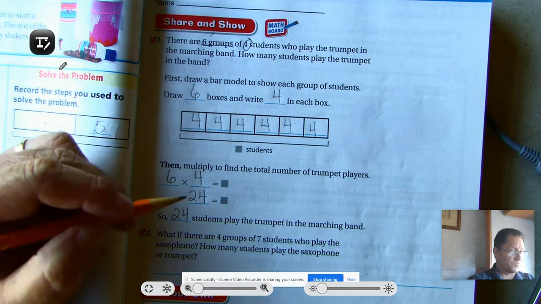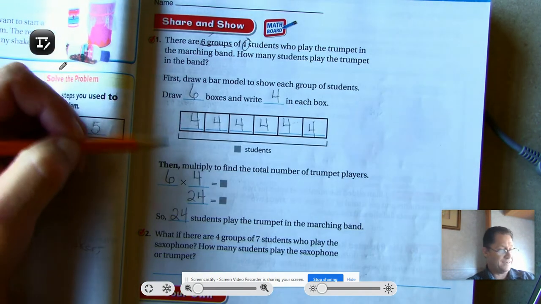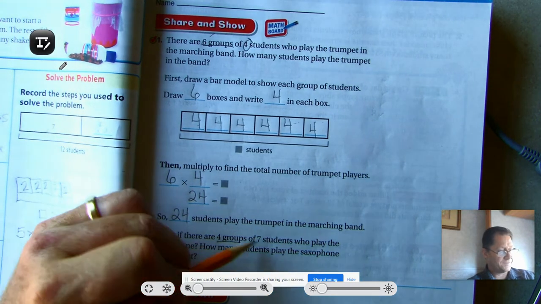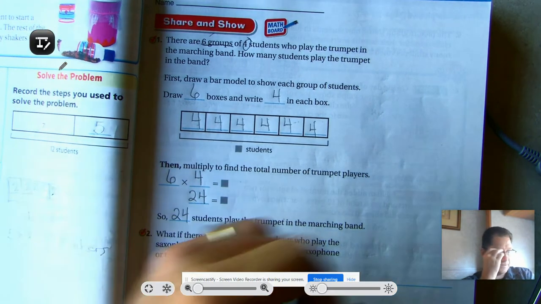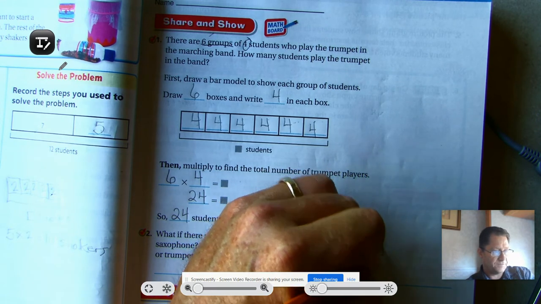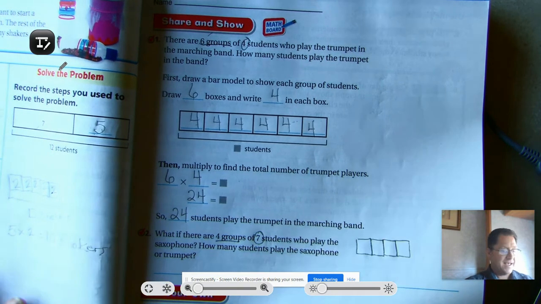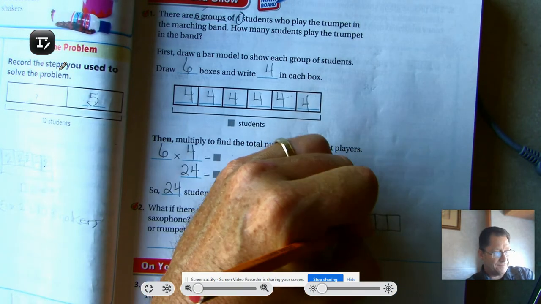What if there were 4 groups of students who play the saxophone? So it's the same idea. We have 4 groups, and in each group there are 7. So this time we're going to draw 4 boxes to represent the 4 groups, and in each group we will put 7.